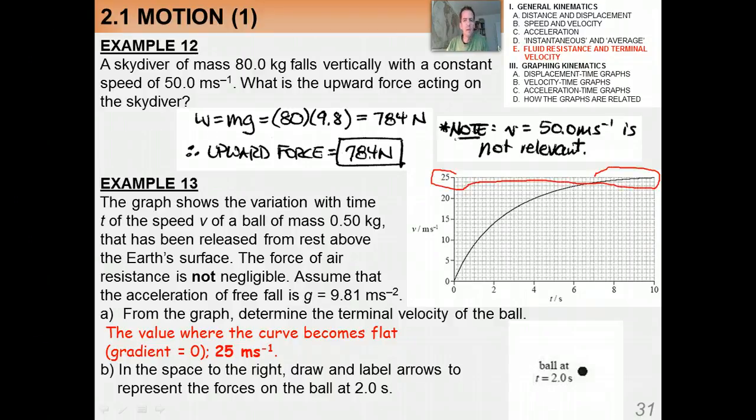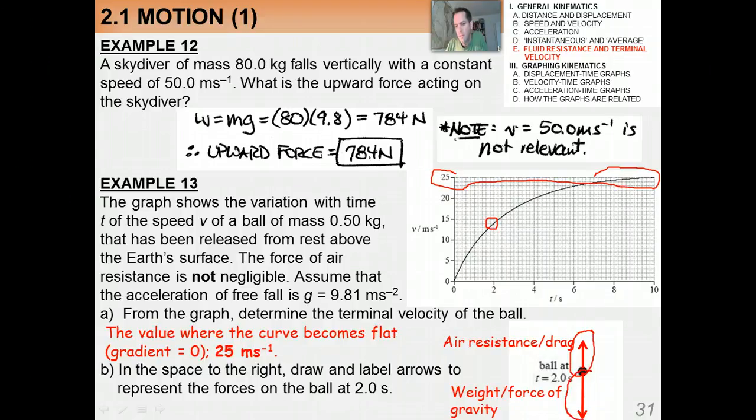In the space to the right, draw and label arrows to represent the forces on the ball at 2 seconds. At 2 seconds, it clearly has not achieved its terminal velocity. So you have the force of gravity acting downwards and air resistance drag going up. The most important thing here is that the length of this vector is significantly less, visually by eye, than the length of this vector. This is an IB past paper question, and they would mark you on whether the top vector is shorter than the bottom vector.